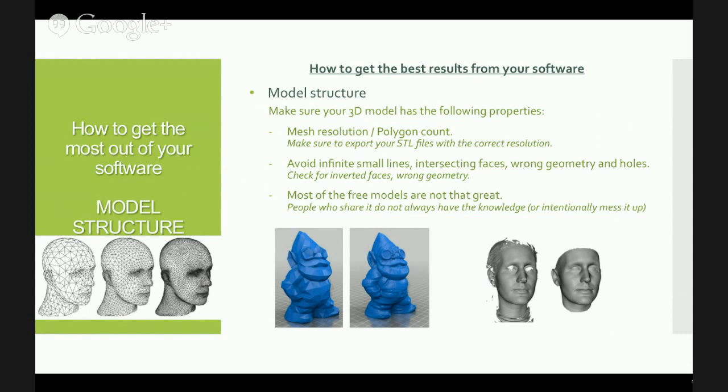Avoid infinitely small lines, intersecting faces, wrong geometry, and holes. If your model has a hole in it, if there's a surface missing, the slicing software will not always be able to interpret what to do with it. It needs a stable outside surface that it can work with. If there are any holes or if there are any faces intersecting each other, the software that slices your model can get messed up.